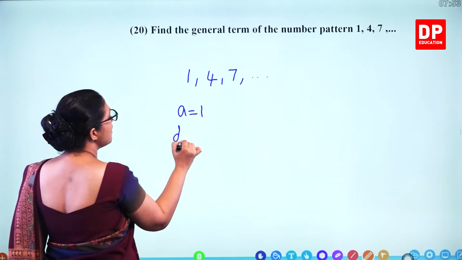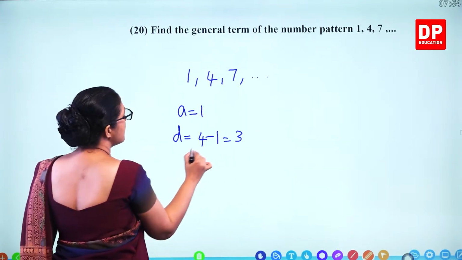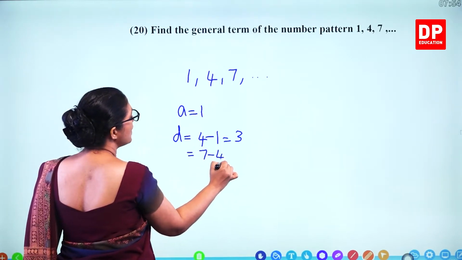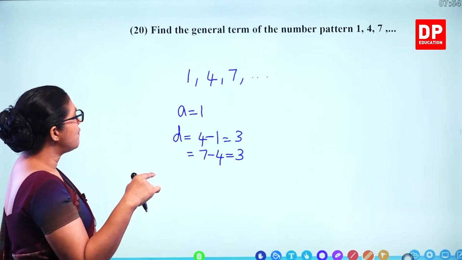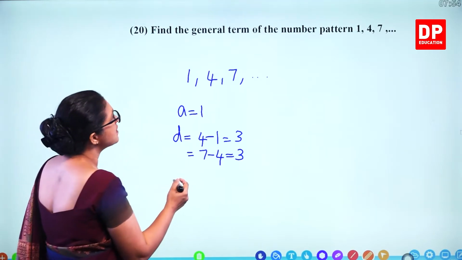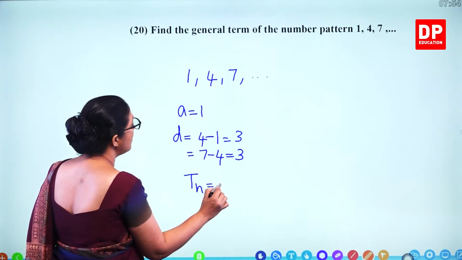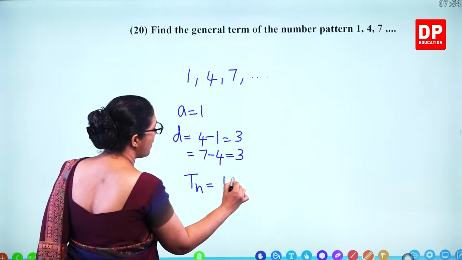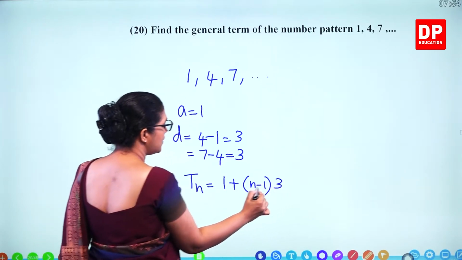So when you take the difference, what you get? 4 minus 1, that's 3. 7 minus 4, that's also 3. That means common difference is there. So common difference means arithmetic progression. So what's the general form? That's nth term formula. First term is 1 plus (n minus 1) d, where d equals 3.